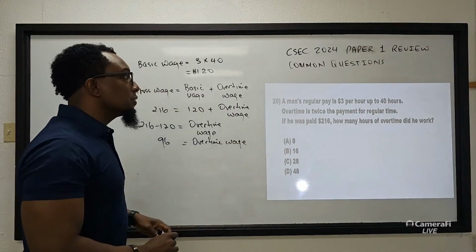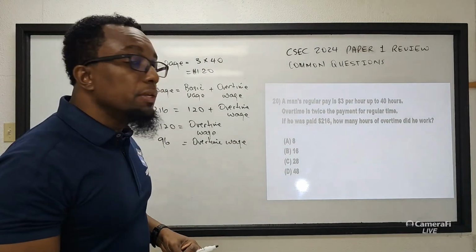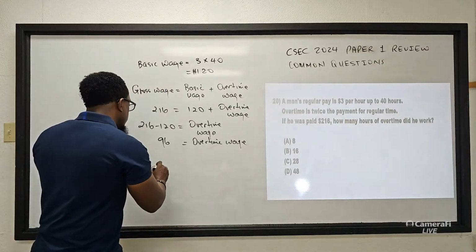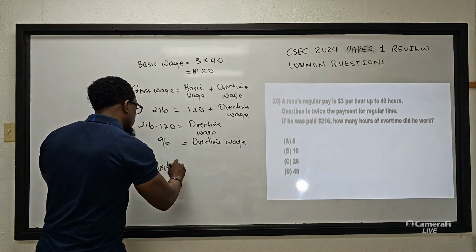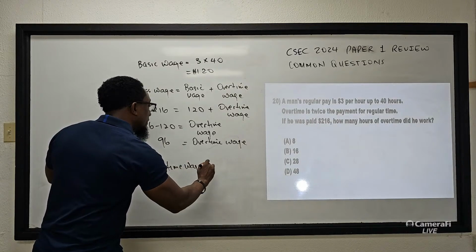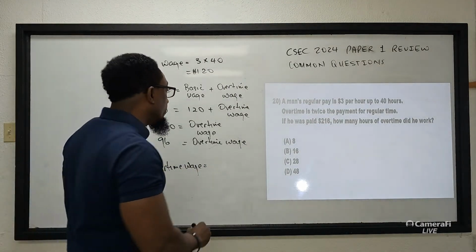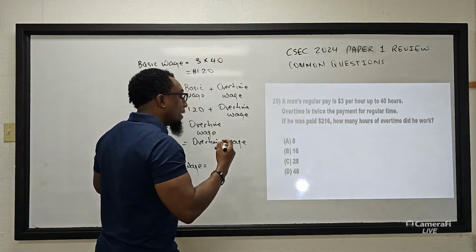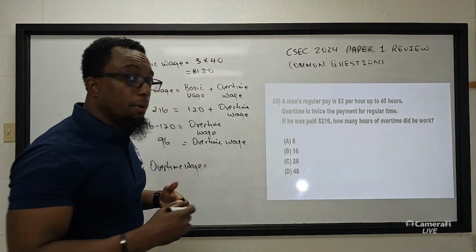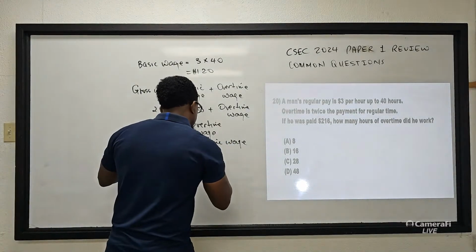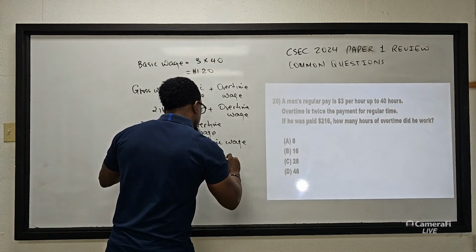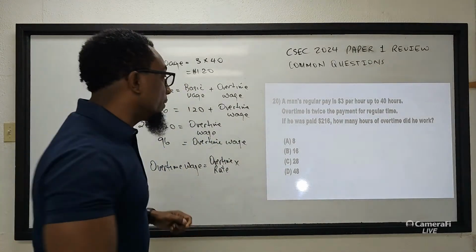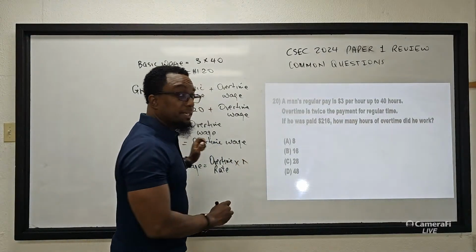So when they ask us now, how many hours did he work overtime? To determine how many hours he worked overtime, his overtime wage is equal to the overtime rate, that's how much money he worked for per hour, multiplied by the number of hours worked overtime, which is what we have to calculate.